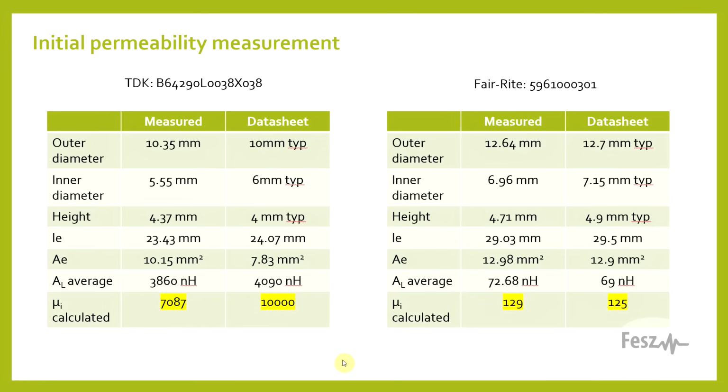Now, to get an understanding of why one was so far off while the other wasn't, an important clue lies in the effective area and effective length values. For both cores, the effective length is more or less spot on, but when looking at the effective area, especially with the TDK, I'm getting a much larger value than what the datasheet said. This can explain the lower calculated permeability value.